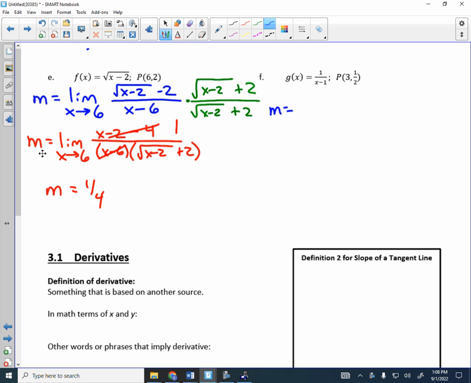Slope is equal to the limit as x goes to what? 3 of what? 1 over x minus 1 minus a half, all over x minus 3.